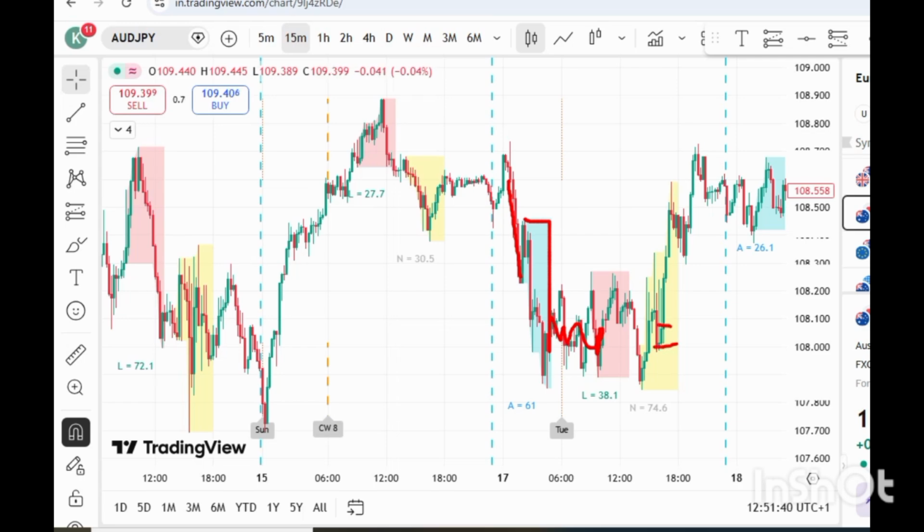Go over your chart and just study these types of entries. I hope this entry video is helpful. Just go and study it. You have to go over it several times to build your muscle memory.